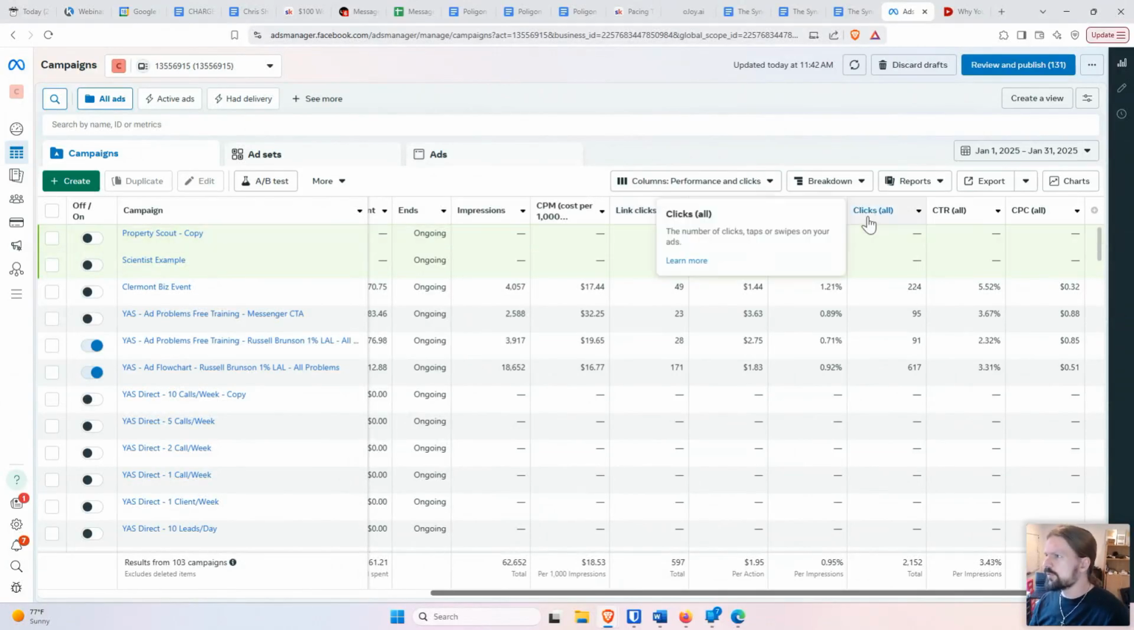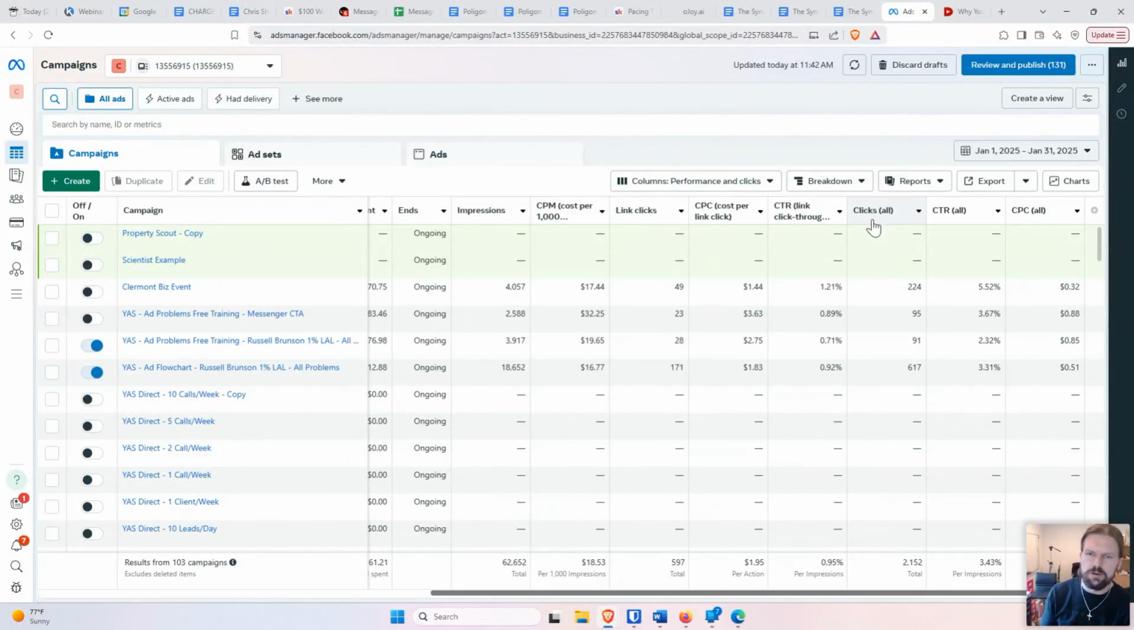Now, cost per click all, there's a few things that this could be. This could be they see a little bit of text and it says see more, and they click on see more in order to see the full text of your ad, right? That would be a click all. Or if you have a video ad and they click play on your video, that's a click all.